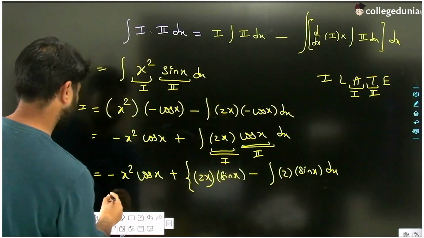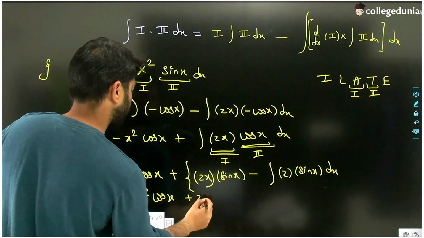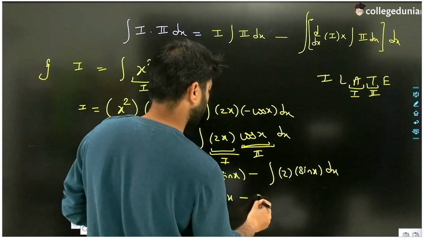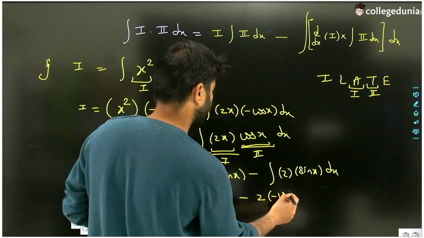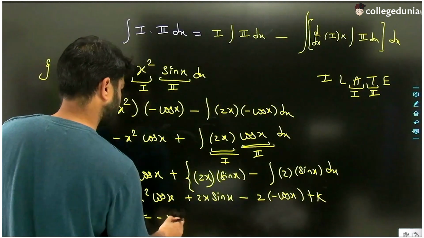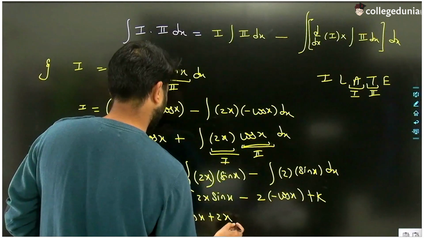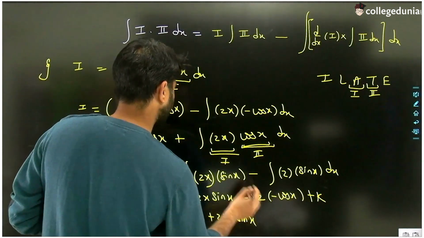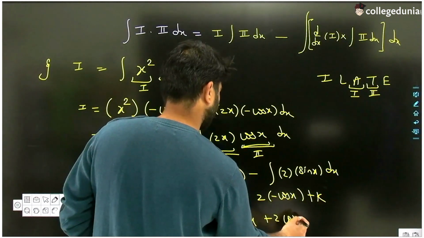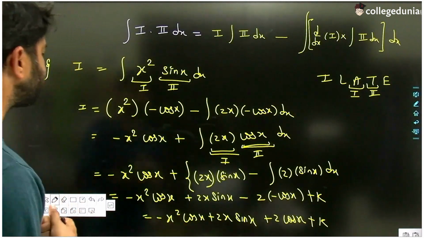Okay, fine. So now minus x square cos x plus 2x sin x minus, and 2, the integration of sin is minus cos. So the final answer will be minus x square cos x plus 2x sin x and plus 2 cos x plus k. So guys, this is our answer.